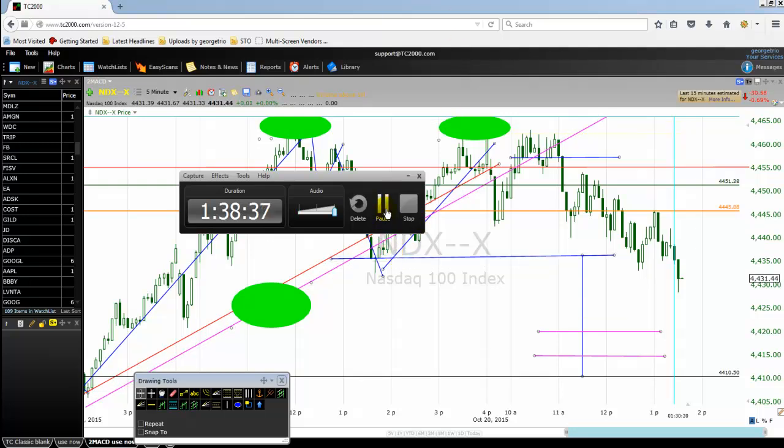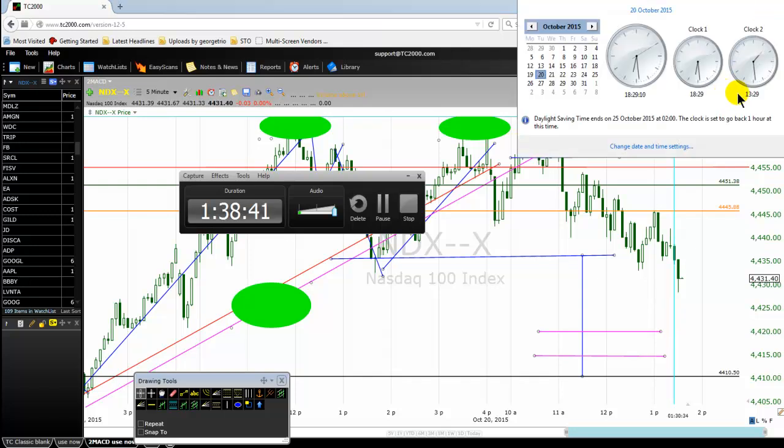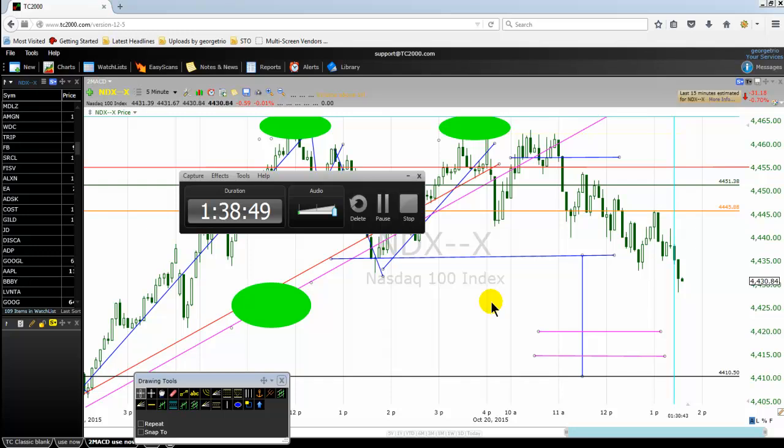So before we pause, you have the vertical line here. The time in London is 29 minutes past 6 p.m. In New York, 29 minutes past 1 p.m. on the 20th of October 2015. Pausing the video after 1 hour 38 minutes. All right, speak to you.